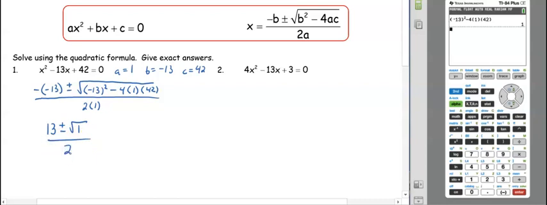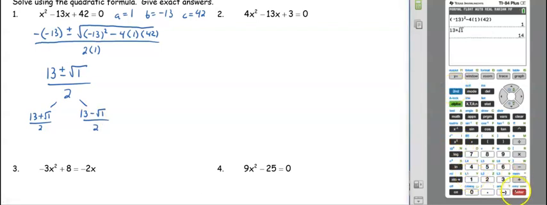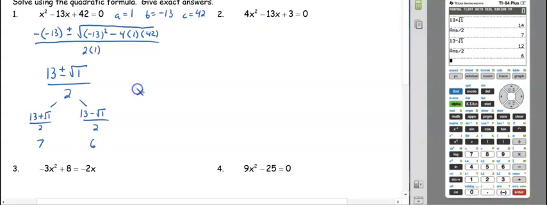So in order to get my x values, I want to split this fraction into 2 to get my two solutions. So I'm going to have 13 plus the square root of 1 over 2 and 13 minus the square root of 1 over 2. So in my calculator, I would do the numerator first. 13 plus the square root of 1 divided by 2 gets us 7. And then I would do 13 minus the square root of 1 divided by 2, and that gets us 6. So x is equal to 7 or 6.